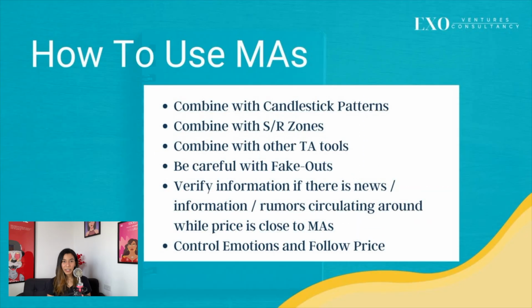Now, the best way to use moving averages for your trading is to combine them with price data and candlestick patterns. Combine moving averages with support and resistance zones. If you know how to use any, combine them with other indicators. Remember to be careful with fake out situations, so always use your stop losses and take into consideration that fake outs or fake breakouts might happen.